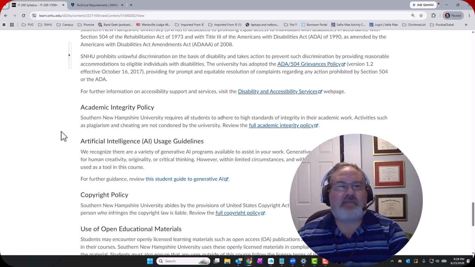Academic integrity policy. Southern New Hampshire University requires all students to adhere to high standards of integrity in their academic work. Activities such as plagiarism and cheating are not condoned by the university. Review the full academic integrity policy. Look at that. And it really goes into the artificial intelligence, AI, use guidelines. I want to stress this.